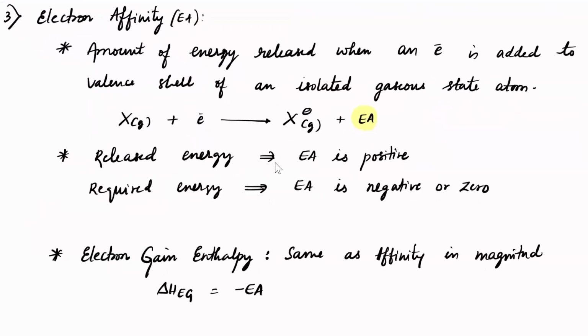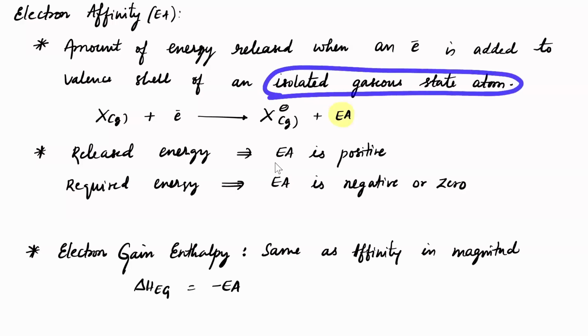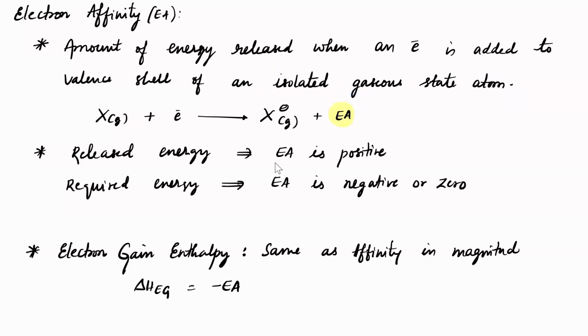Now let's get into the third factor which influences the periodic properties, that is electron affinity. What does that mean? It's quite the reverse of what we did for ionization. This is the amount of energy that is released when an electron is added to the valence shell, the last shell, of an isolated gaseous state atom. If I take an electron and add it to a gaseous state atom, it will become an ion, and energy is expected to be released. The released energy is called electron affinity.